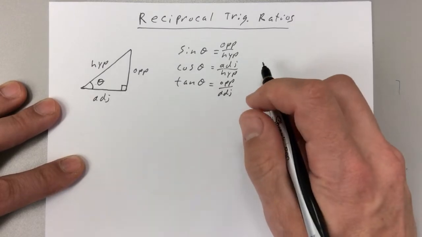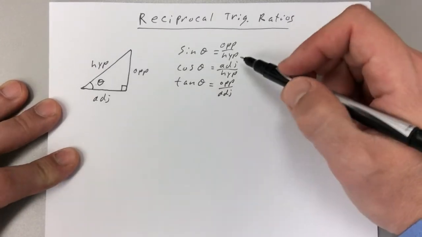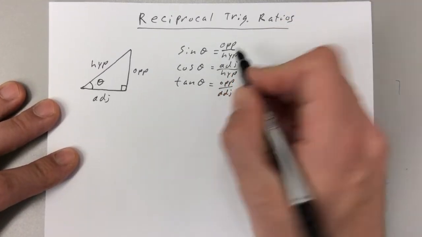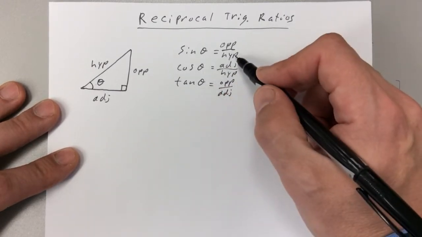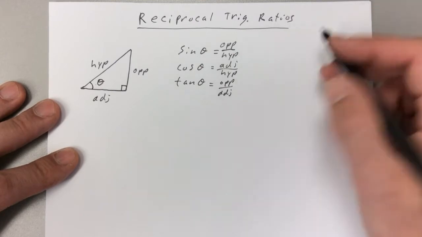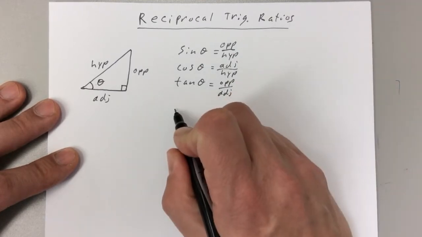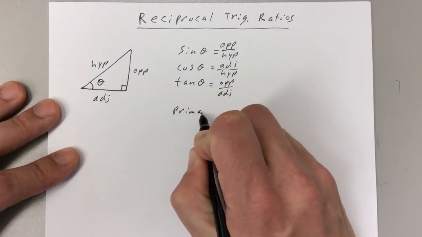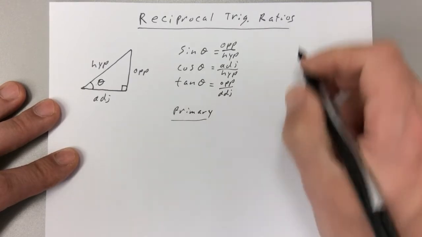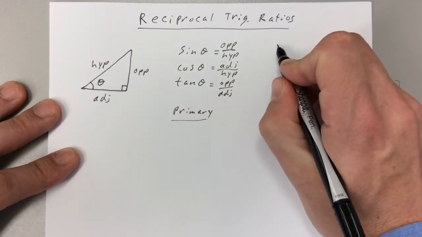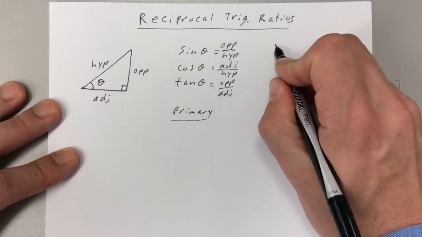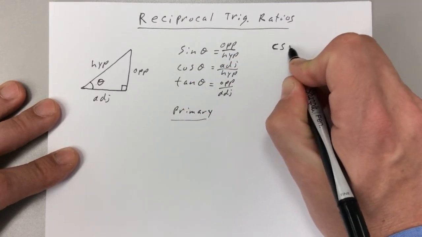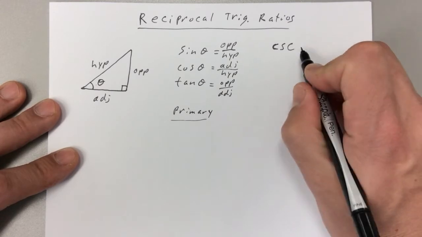Okay. The reciprocal trig functions are just the reciprocals of these ratios. So the reciprocal of sine theta is going to be hypotenuse over opposite. And we have a name for that. So these are the primary trig ratios, and these will be the secondary ones. So the reciprocal of sine theta we call cosecant, and we use the letters CSC to represent that.